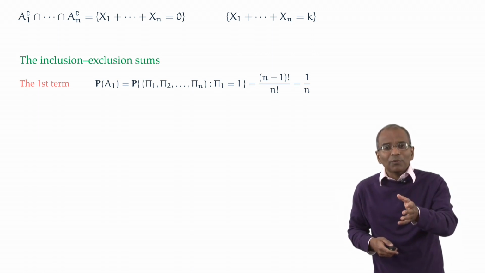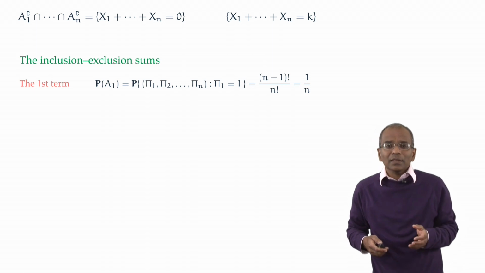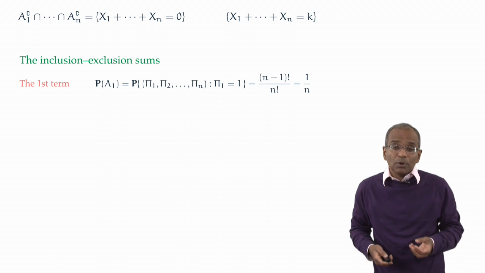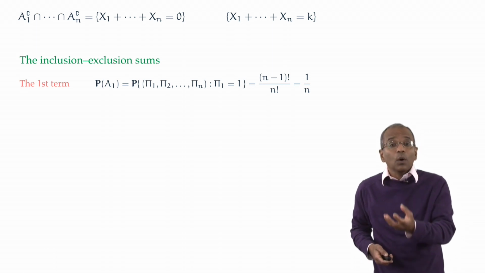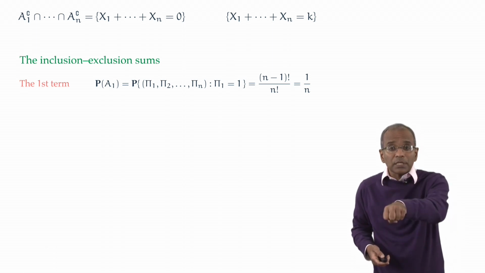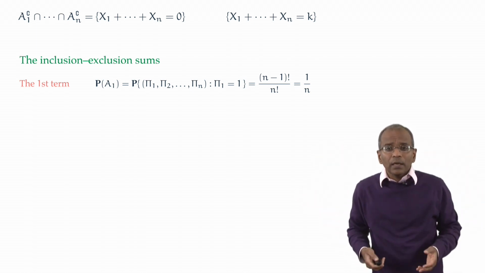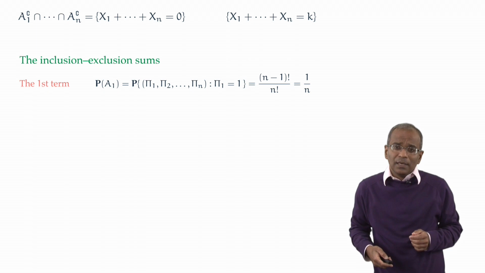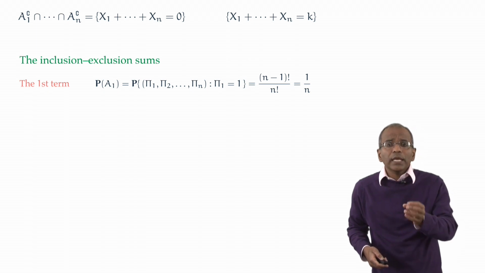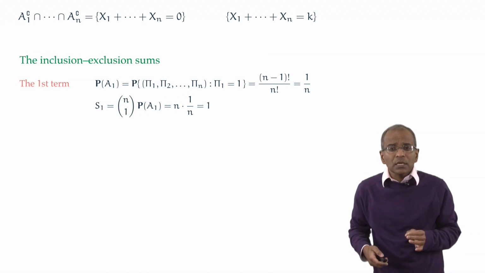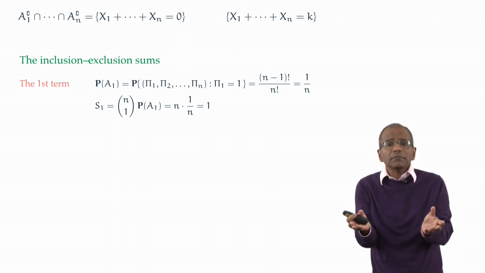Of course, the moment you've done this particular analysis, it's clear that exactly the same analysis works for any individual. The probability that A2 gets his hat is again 1 in n, because the second element in the permutation is held fixed, and the remaining n-1 elements are allowed to vary, and so on for any individual. And therefore, the inclusion-exclusion sum, S1, corresponding to singletons, is simplicity itself.